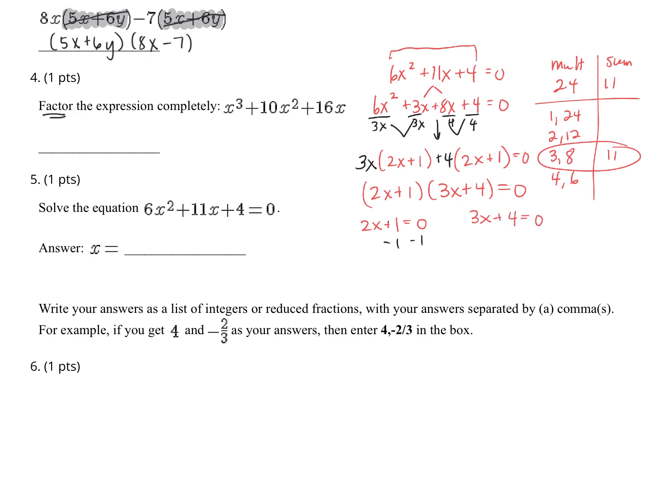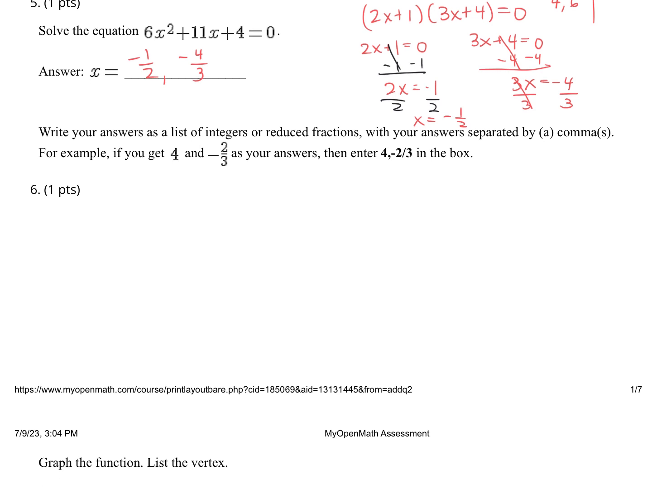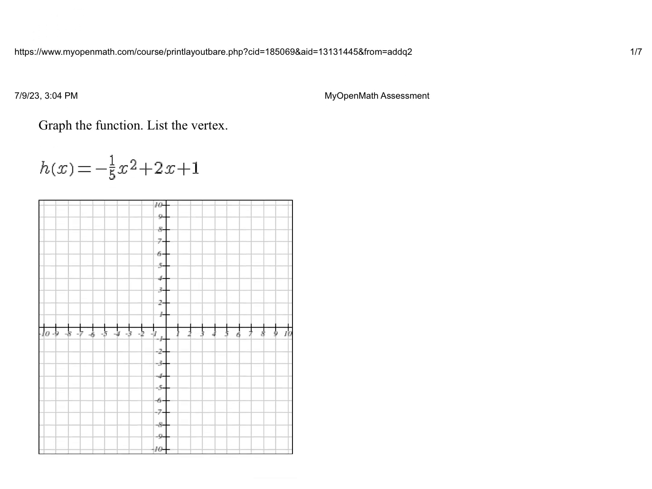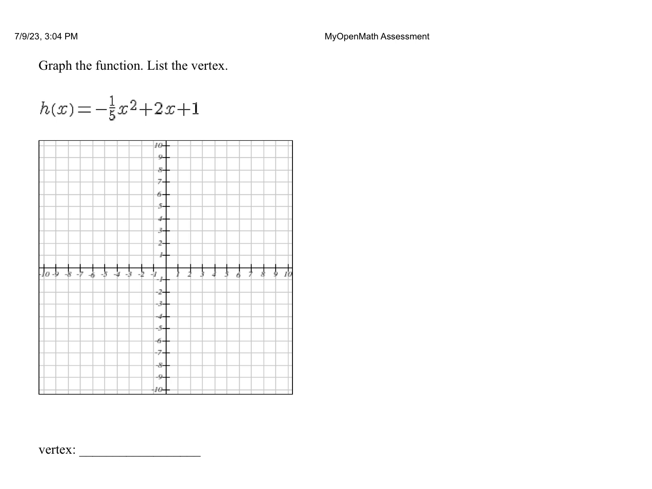So we'll subtract 1. We get 2x equals negative 1. Divide by 2. So x equals negative 1/2 is one answer. And then the other answer, we would subtract 4 and then divide by 3. So the other answer would be negative 4/3. All right, number 6, write your answers as a list of integers. Oh, that's for number 5 above. We did that. All right, number 6, graph the function, list the vertex.